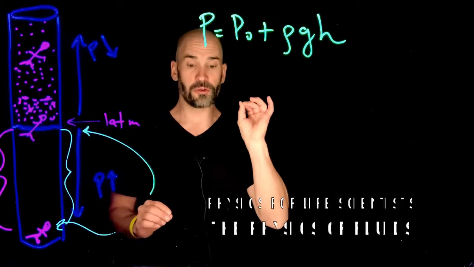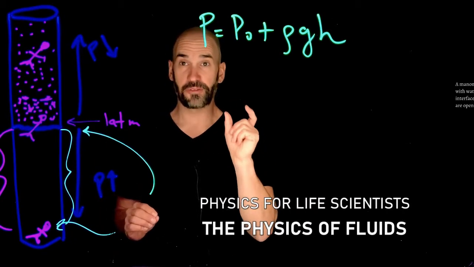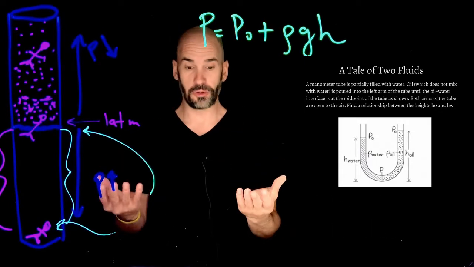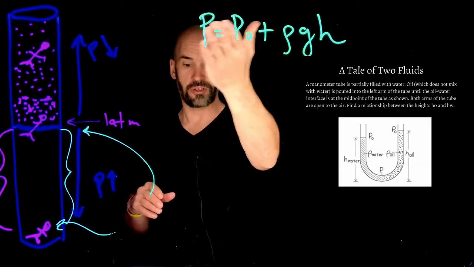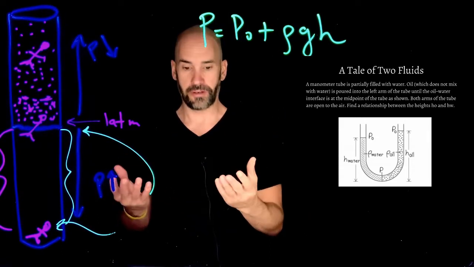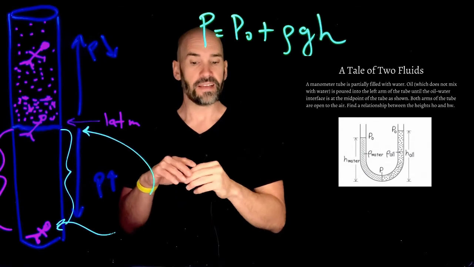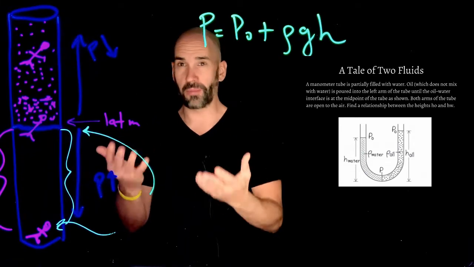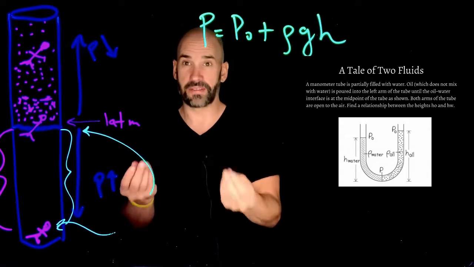So if you guys could go to the slide that says a tale of two fluids, I want to share something else that you can do with this hydrostatic pressure equation. Okay, so there's something called a manometer, and it is a tube that is partially filled with water and partially filled with some other material that probably has a different density.